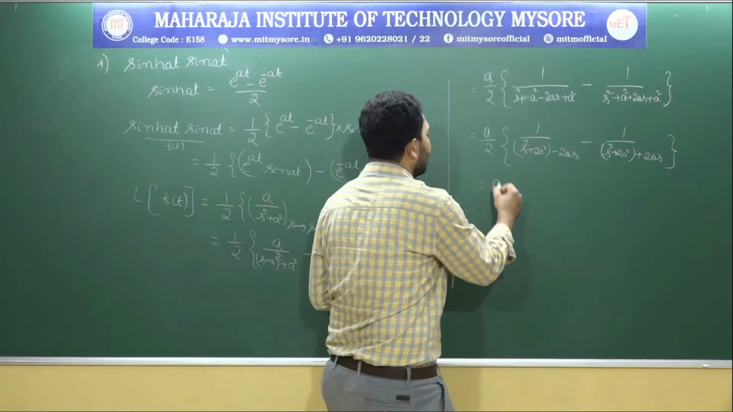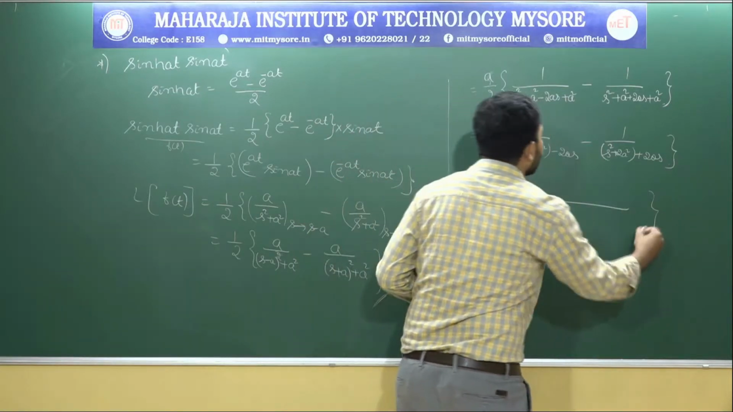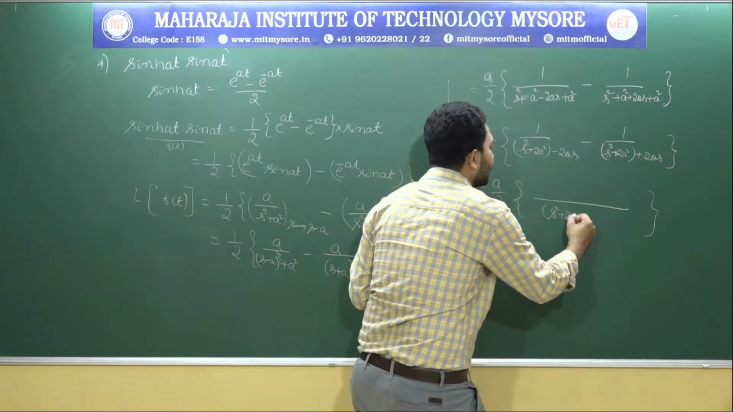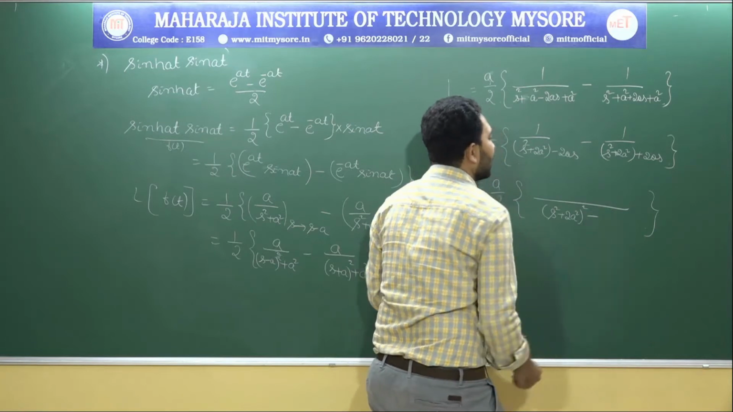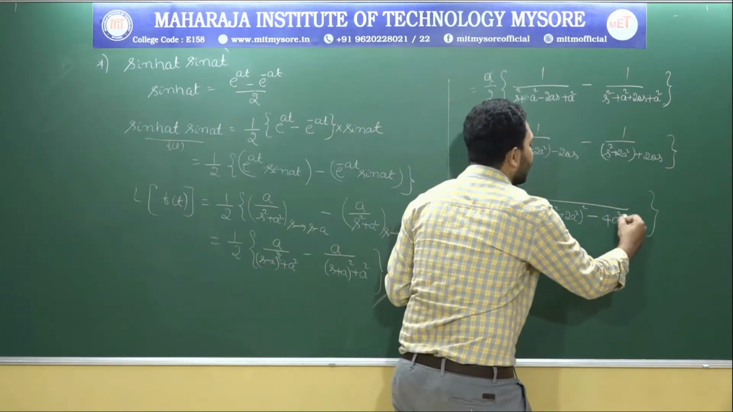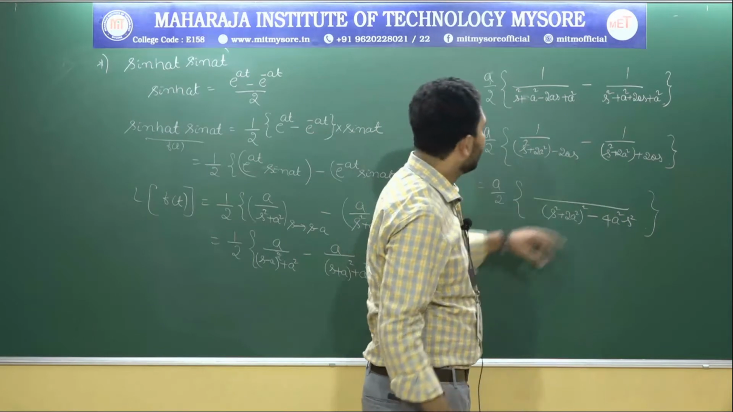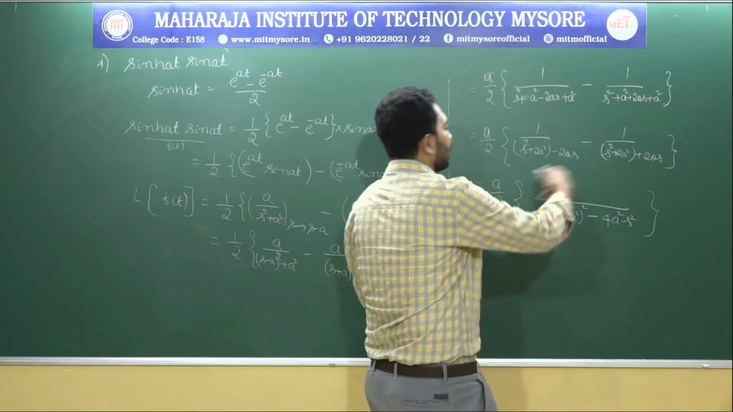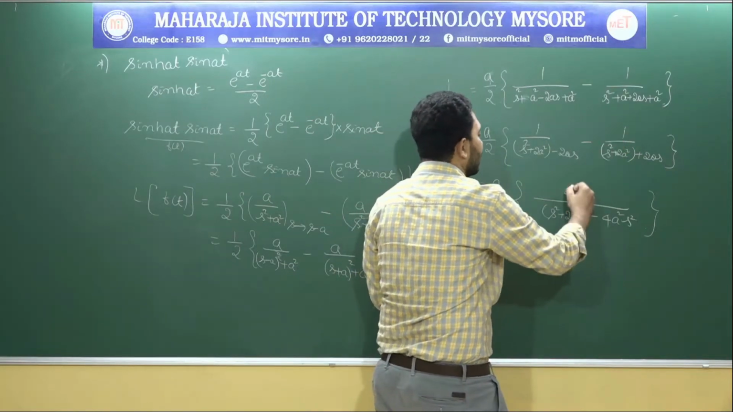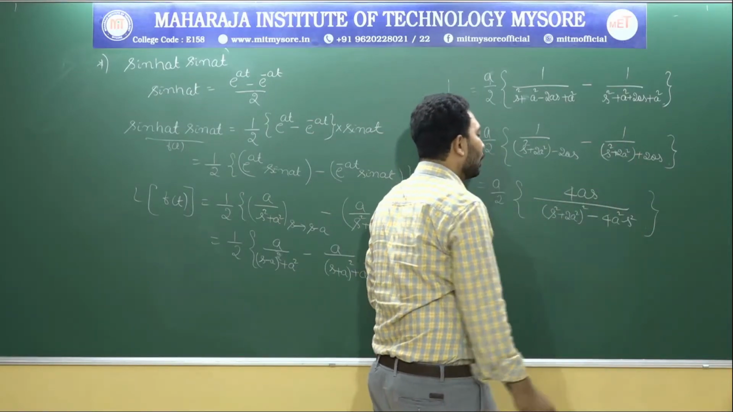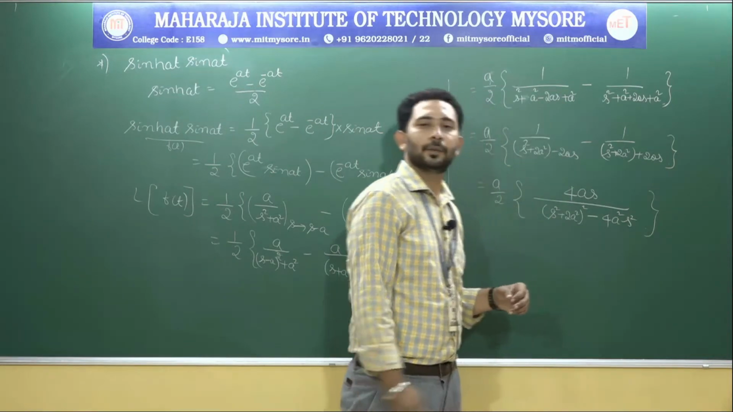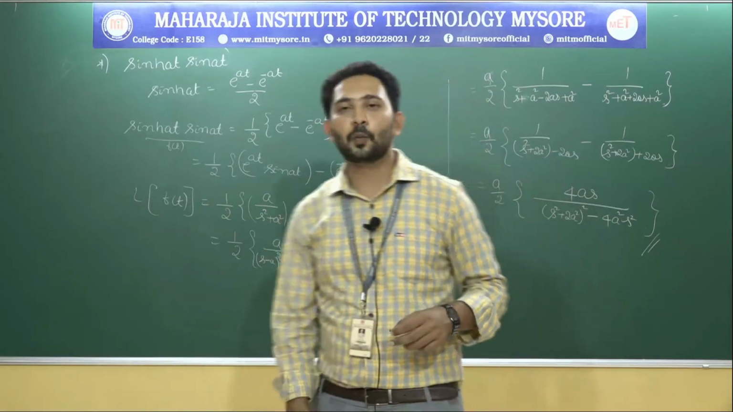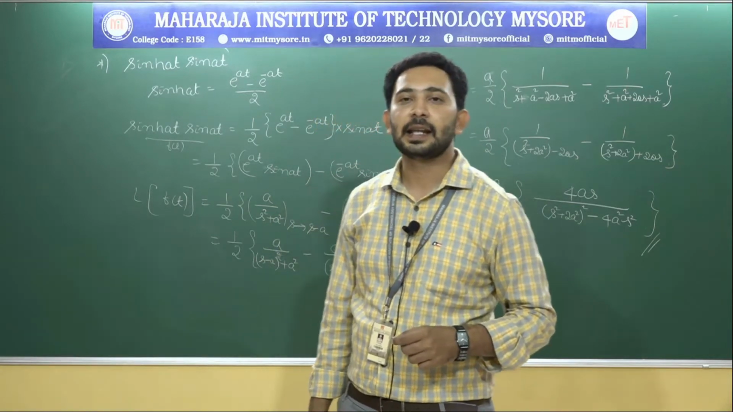If I take LCM, we will get, it is in the form of a minus b into a plus b. So it is nothing but s square plus 2a square whole square minus 4a square s square. Then s square plus 2a square plus 2as, s square plus 2a square minus 2as. s square plus 2a square will get cancelled, we will remain with 4as. So this is the required result for sine hyperbolic at into sine at.